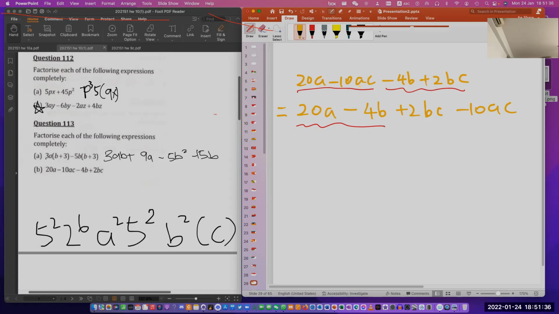Any such idea by you? The question is this. But why do I want to bring the minus 4b in front, and why do I want to bring the minus 10ac to the back? Let's not talk about how we can split into 4 times 5a, or how we can transform it first. Why do I decide to bring forward the minus 4b and bring backward the minus 10ac? Why? You know why?